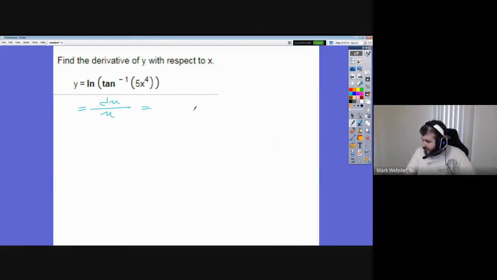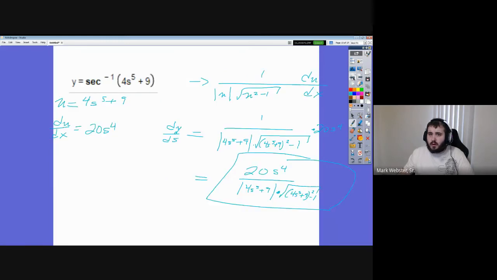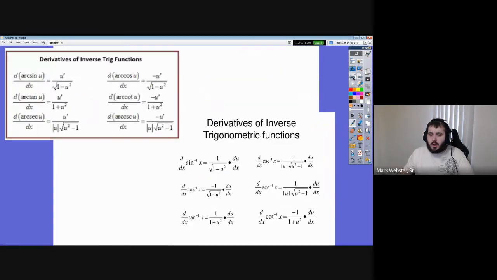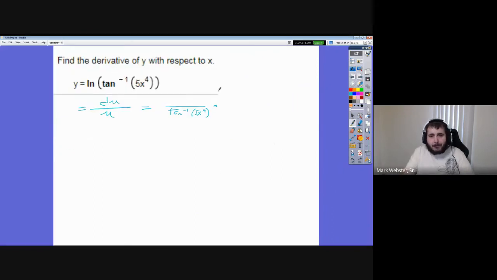The hard part's what's going to be on top, right? So we've got inverse tangent of 5x to the fourth here on bottom times the derivative of that thing on top. All right, so let's go back and look at the tangent one. I think it's du over 1 plus u squared. Hey, I was right. Yay. Okay. I can be taught.